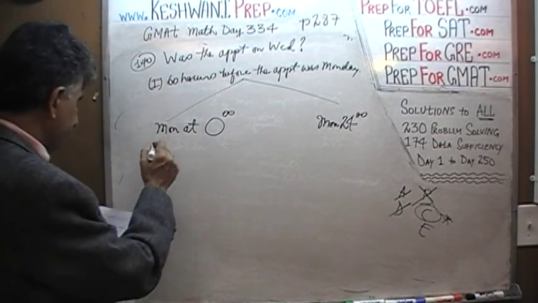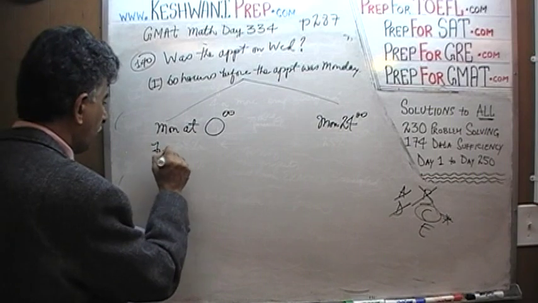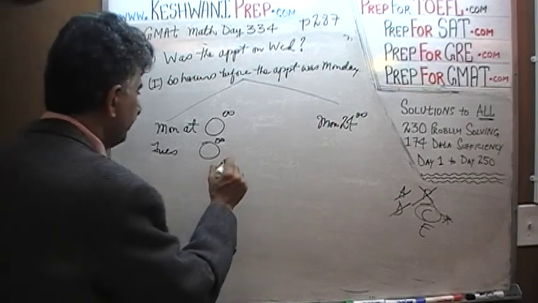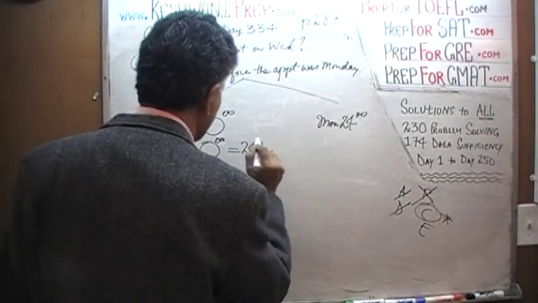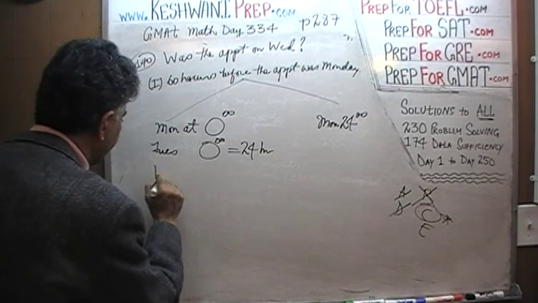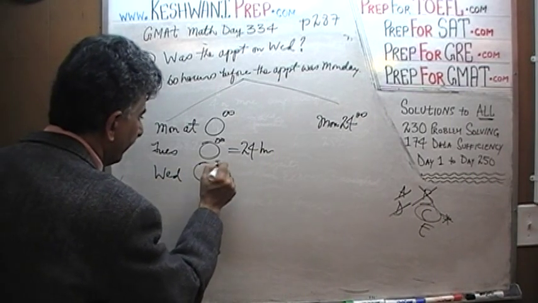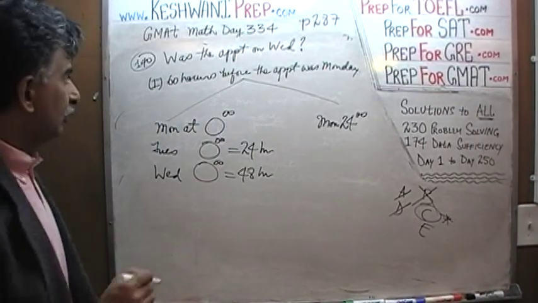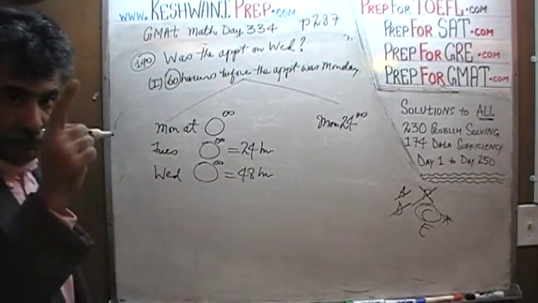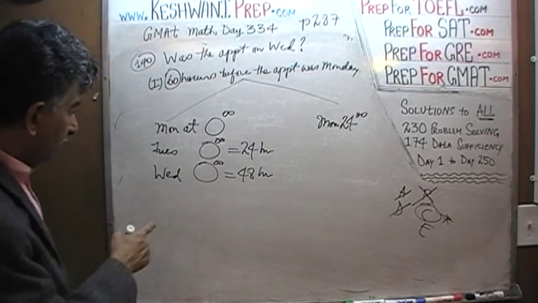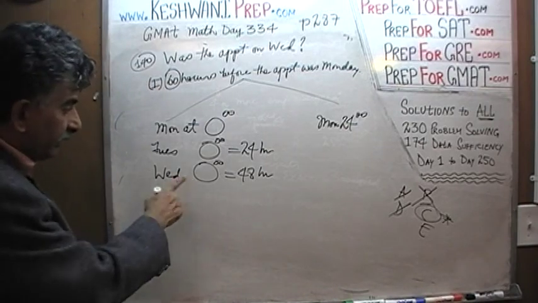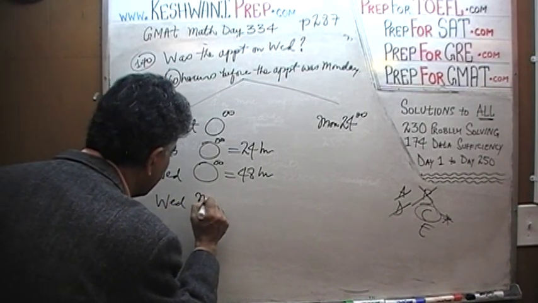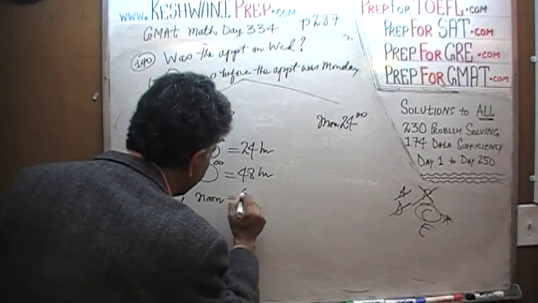If that's the case, then by Tuesday, at the beginning of Tuesday, would be exactly 24 hours. The beginning of Wednesday, Wednesday at the stroke of midnight, would be 48 hours. But we need to go 60 hours. So we need to add 12 more hours to it. By the time we add 12 more hours, we end up at Wednesday noon. Wednesday at noon was 60 hours.